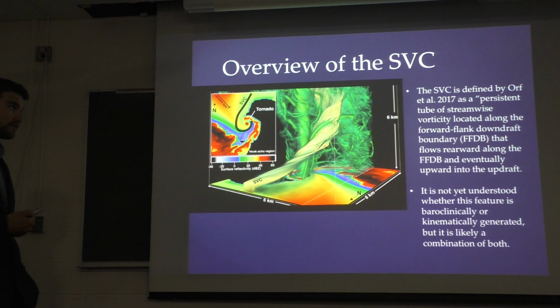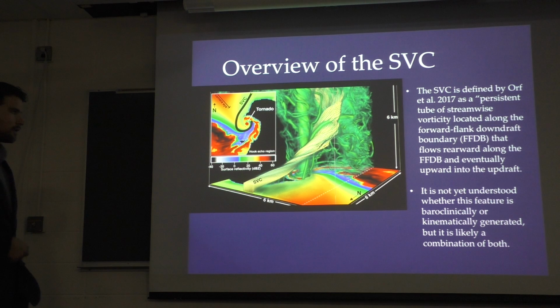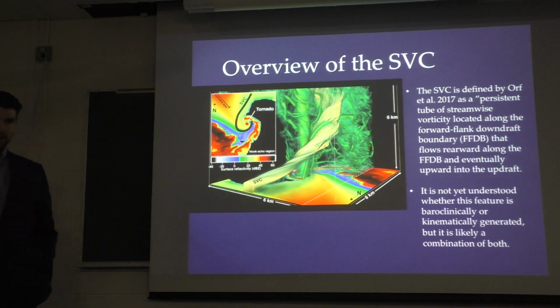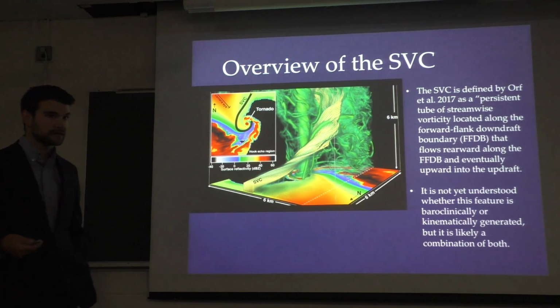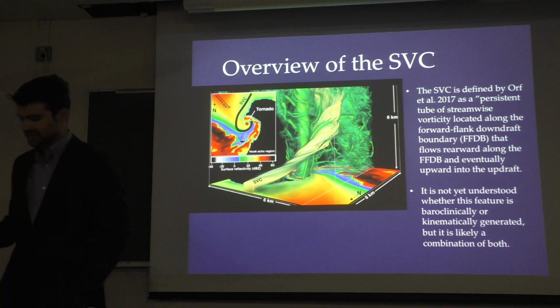It's located along the forward flank downdraft boundary, and it flows rearward along the forward flank downdraft boundary, eventually into the updraft. Yes, Austin, what does the adjective streamwise mean here for vorticity? So the vorticity vector is pointing in the same direction as the horizontal wind. Okay. Helical flow. Yeah, exactly. We don't really understand yet if this is solely baroclinically generated or kinematically generated. I suspect it's a combination of both, and we'll get into some of that in a little bit.